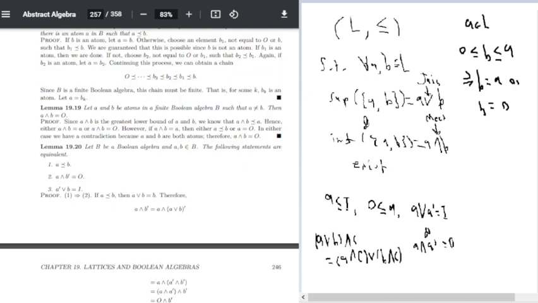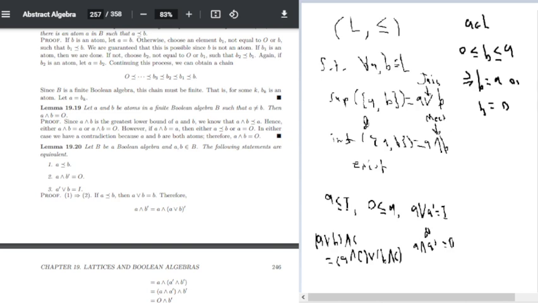Lemma 19.19. Let A and B be atoms in a finite Boolean algebra B such that A is not equal to B. Then A meet B is equal to 0. Proof. Since A meet B is the greatest lower bound of A and B, we know that A meet B is less than or equal to A. Hence, either A meet B is equal to A, or A meet B is equal to 0. However, if A meet B is equal to A, then either A is less than or equal to B, or A is equal to 0. In either case, we have a contradiction, because A and B are both atoms. Therefore, A meet B is equal to 0.